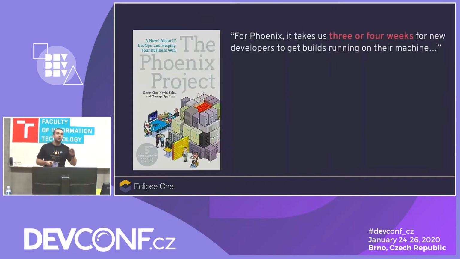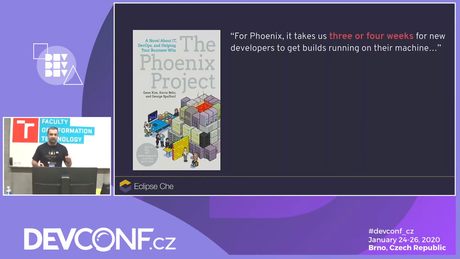The second thing is the onboarding process. If you read this book, this is a brilliant book about IT. It's a page turner, actually. It's called The Phoenix Project. It describes a project which has a lot of issues. One of the issues is onboarding. So it's a quote from the book.